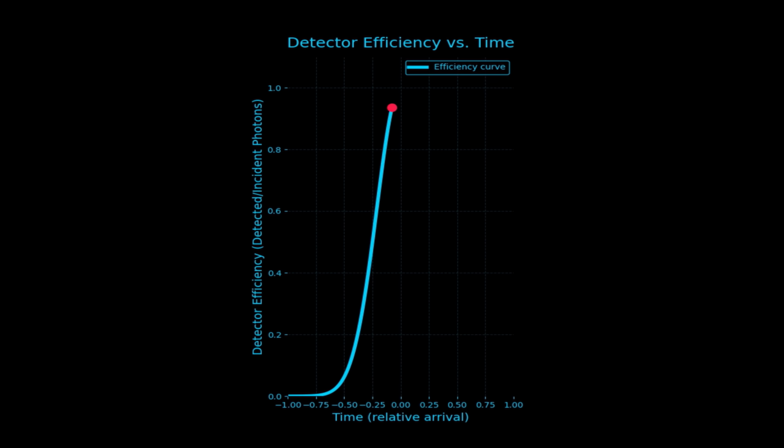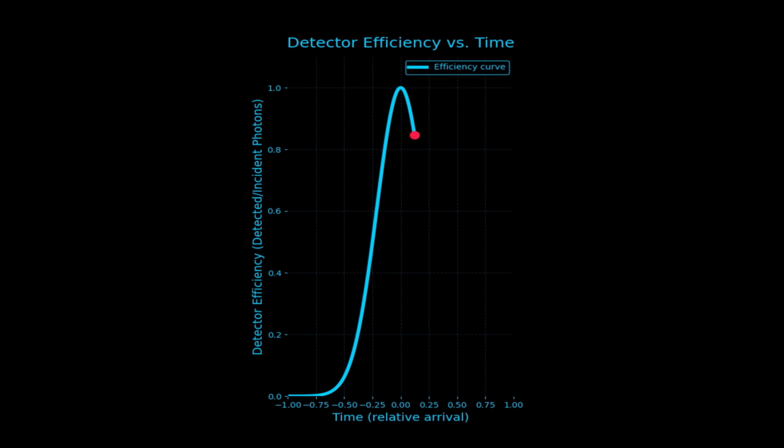The red marker moving along the curve highlights how the detector responds differently depending on when a photon arrives. Near the center of the curve, the detector is most efficient. Photons arriving in this region are more likely to be registered as valid detection events. On the other hand, photons that arrive earlier or later fall on the sloped regions of the curve, where the detector is less sensitive. Here, even if the photon reaches the detector, it may not produce a measurable avalanche, leading to a lower probability of detection. This timing-dependent efficiency is a critical concept in quantum communication.